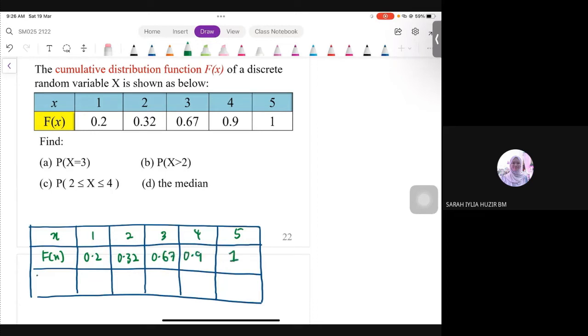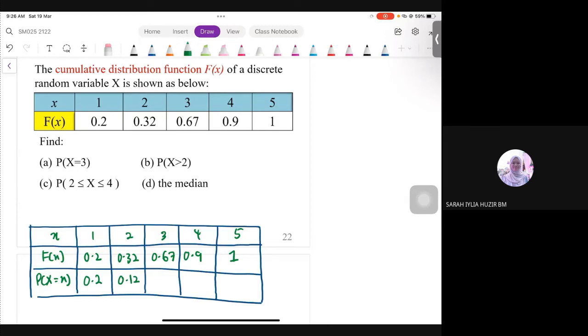Okay. So, in order to find probability, kita tolak orang sebelum. Kalau tadi kita tambah orang selepas kan? Sekarang kita tolak orang sebelum. So, untuk first one, 0.2. Tak ada orang sebelum. So, kita copy as it is je lah. 0.2. Okay. Next one, nak dapat for X equal to 2. 0.32 minus orang sebelum. So, 0.32 tolakkan dengan 0.2. So, there you should get 0.12.